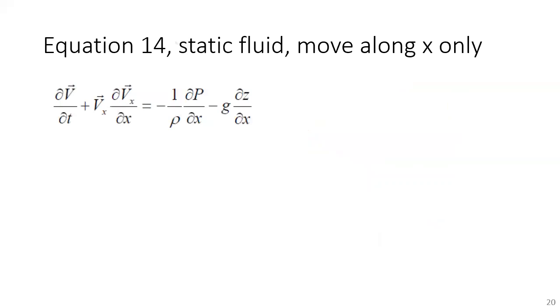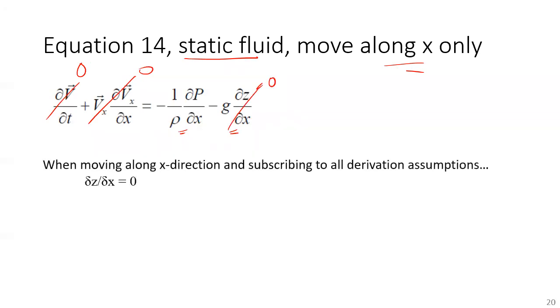Here is, I think this was equation 14, but this has the unsteady term dV dt, the convection term v dV dx, and on the right-hand side, pressure gradient and elevation. What if you had a static fluid, so steady state, static, and you're moving only along the x? Well, that would just tell you that dz dx is 0. Again, fluid statics is just a subset of what we just derived from moving fluids.